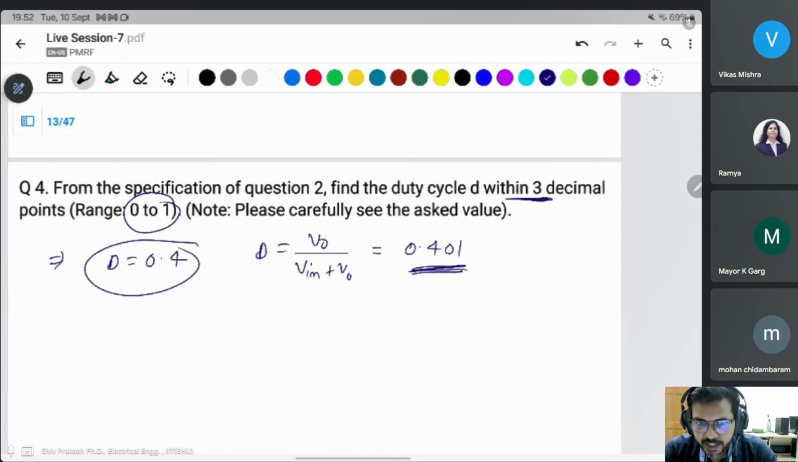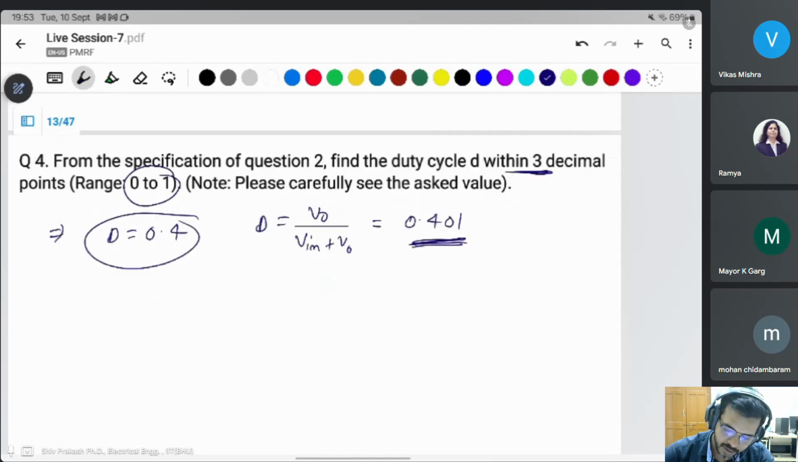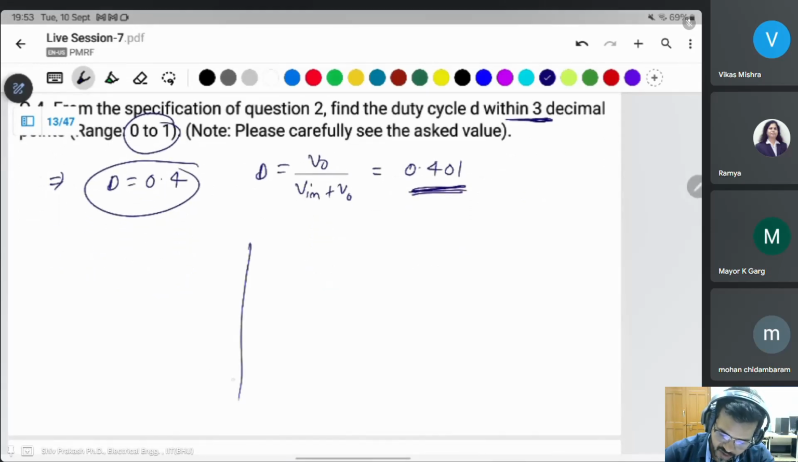If you take a more precise duty cycle, then you will get a more accurate maximum power point tracking in the algorithm. If you take a lower value like a single decimal value, then there is more oscillation at the maximum power point. Okay, I will explain this one later.